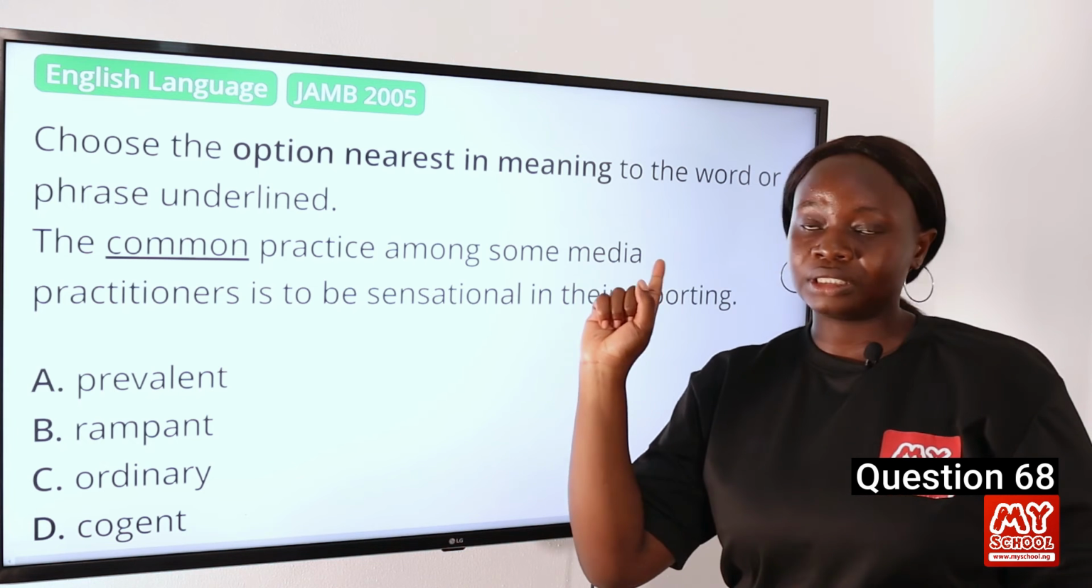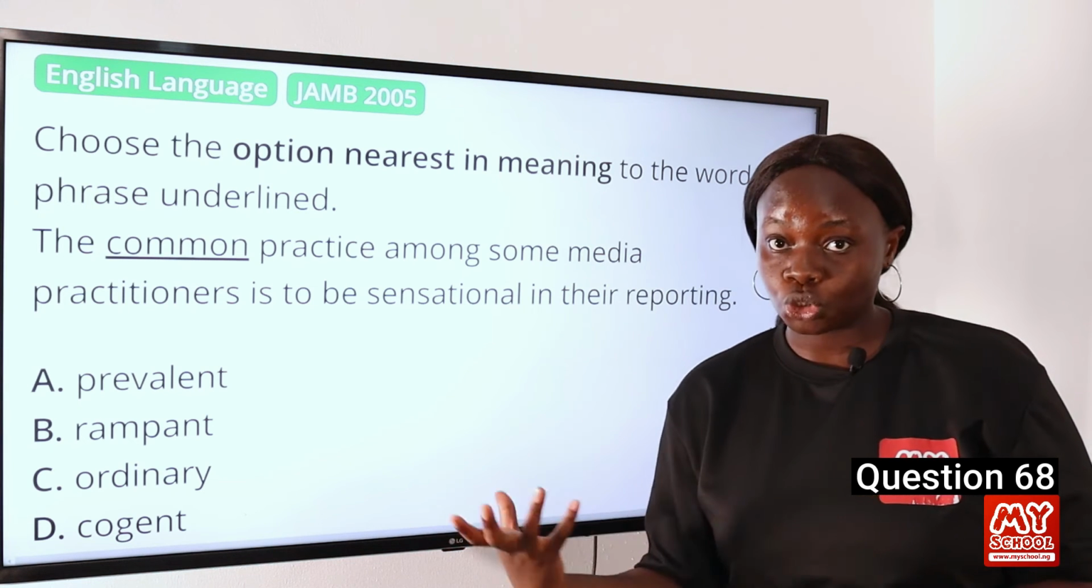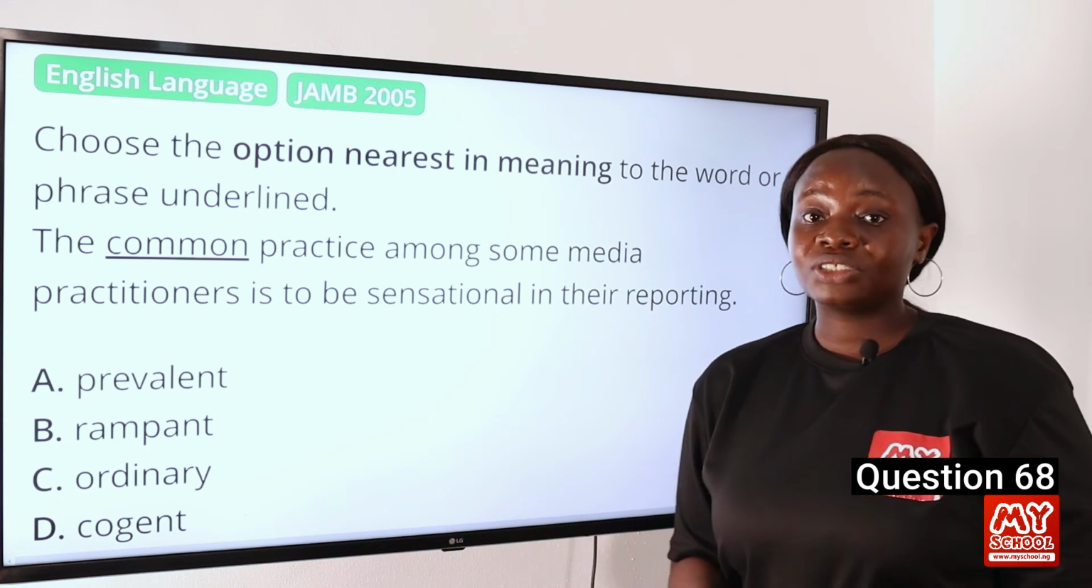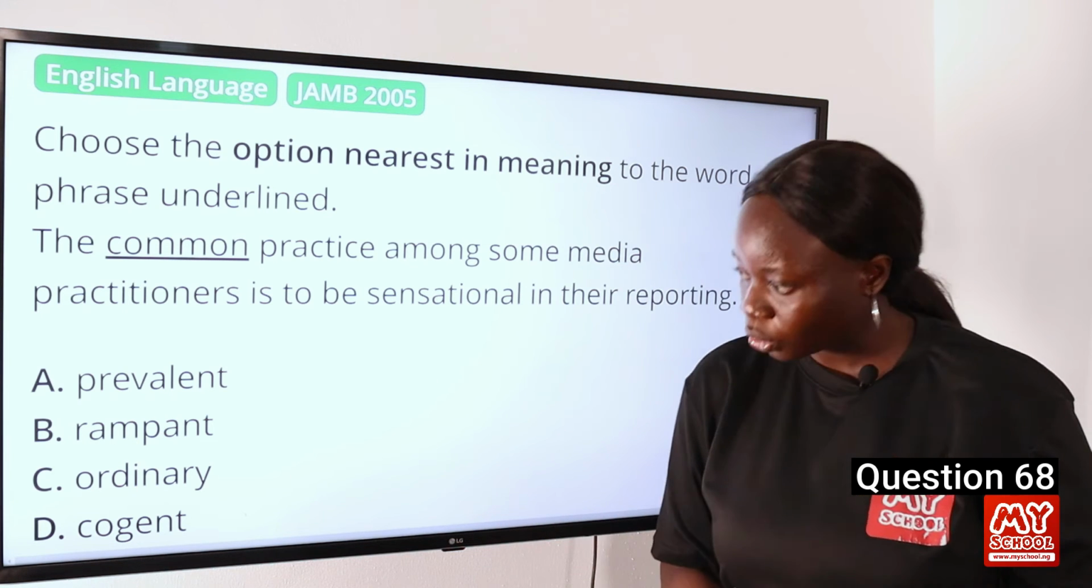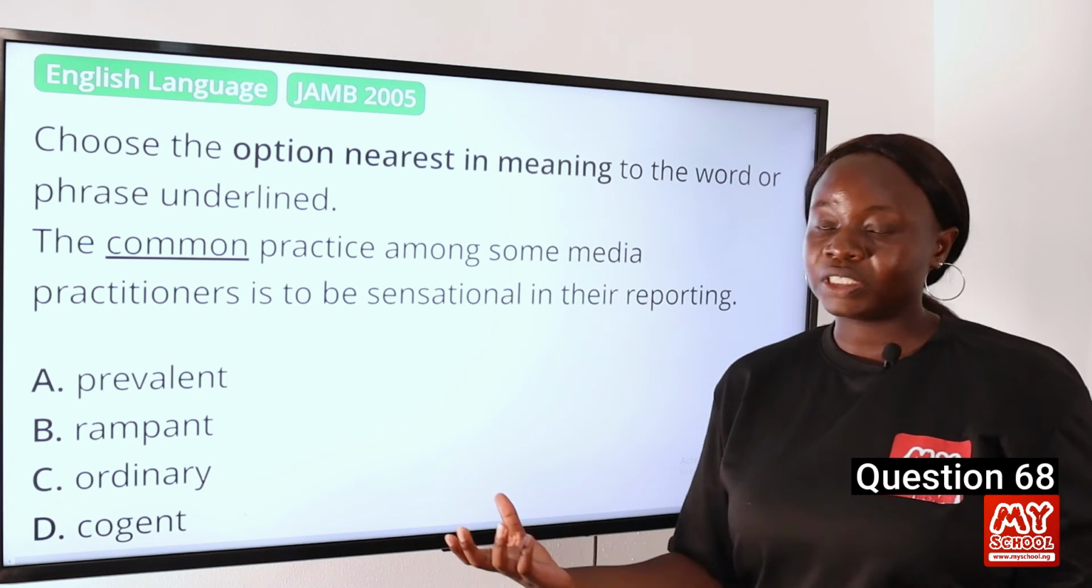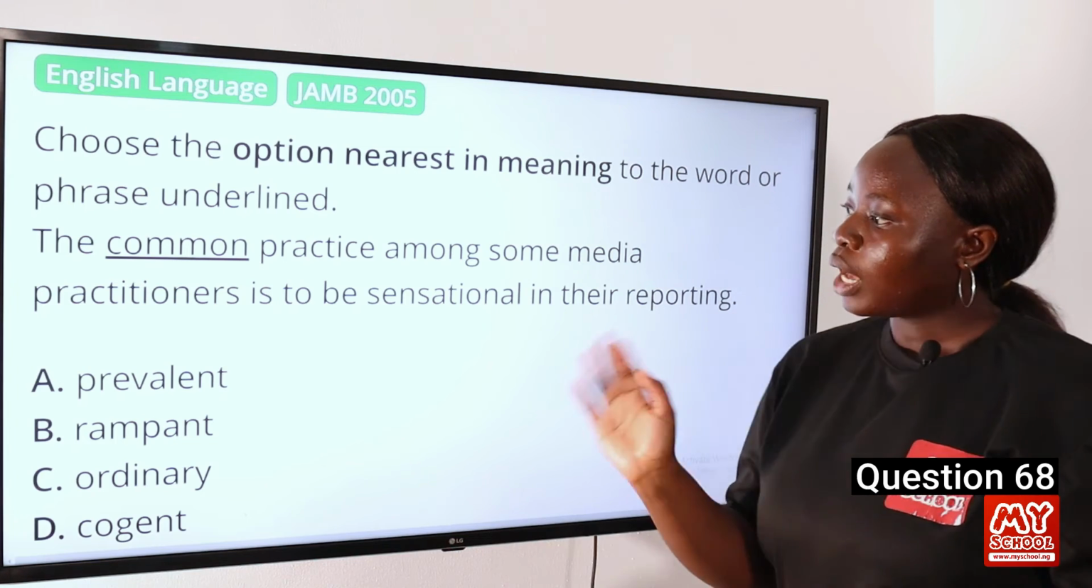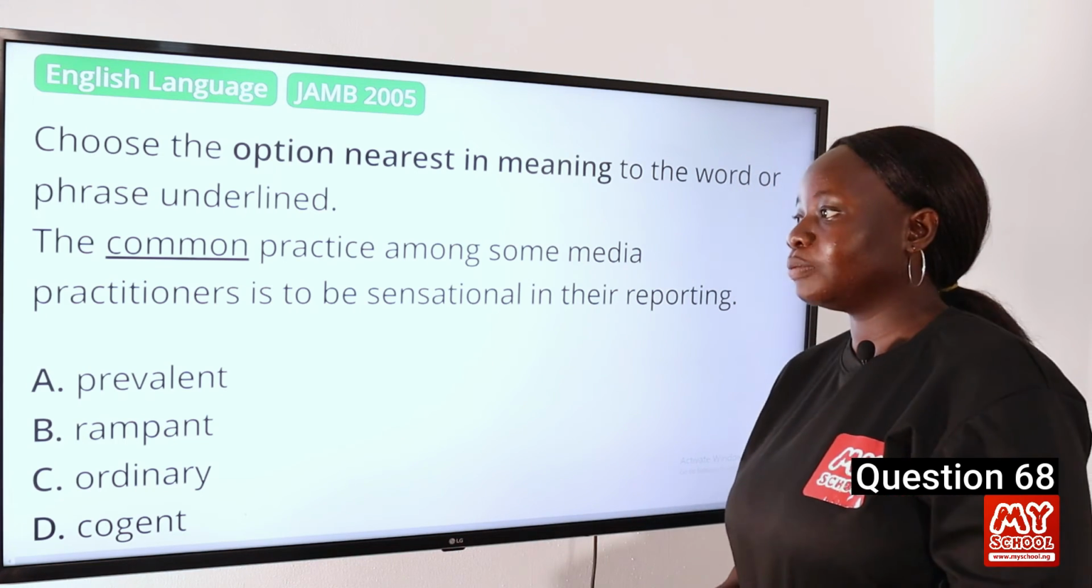So it can't be the option that is similar in meaning to common. Ordinary means something that is mundane, that is everyday. So it is not similar in meaning to the word common. The word cogent means convincing. So the answer to this question is option A, prevalent, because it means widespread.